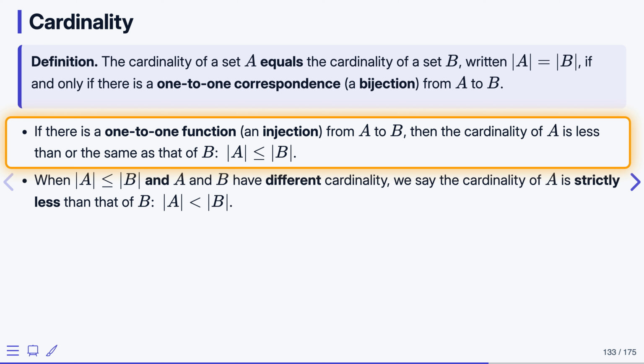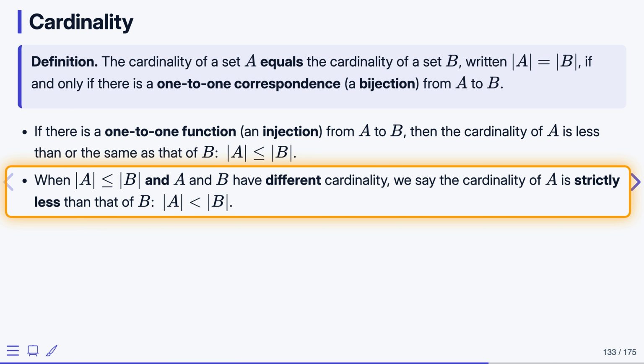Next, suppose there is only a one-to-one function, also called an injection, from A into B. Different elements of A always go to different elements of B. Then A is no bigger than B, and we write the size of A is less than or equal to the size of B.